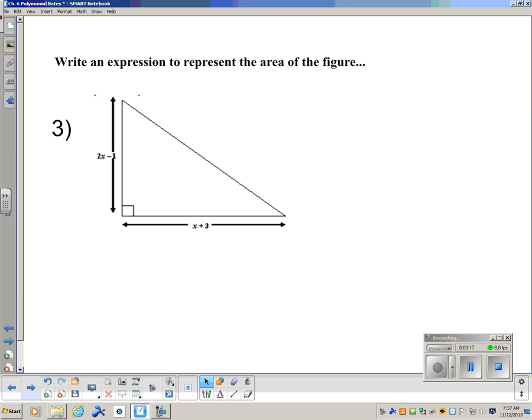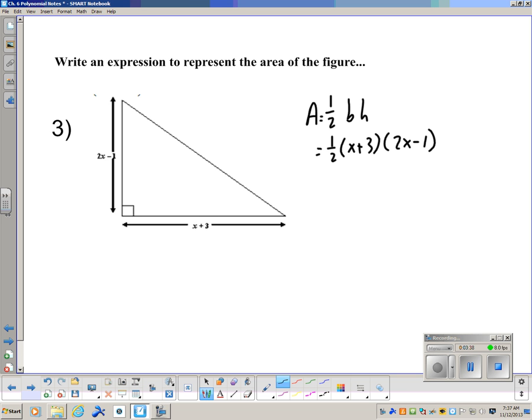Number 3 says to write an expression to represent the area of the figure. Again, we have a triangle here. So area of a triangle, 1/2 the base times the height. Our base here is x plus 3. Our height there is 2x minus 1. So we're going to go ahead now and FOIL out that x plus 3 times that 2x minus 1.